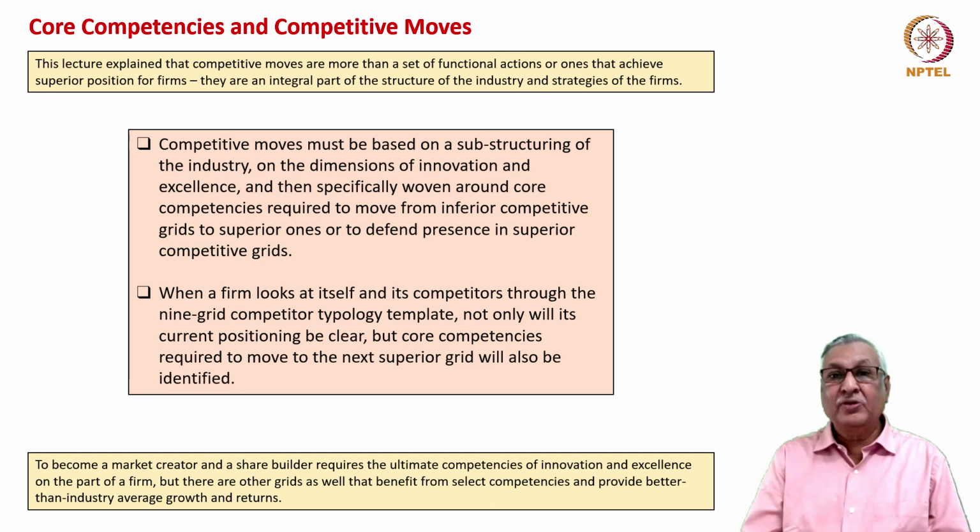The current positioning will be very clear, and the likely core competencies to take the company to a new desired position would also be very clear. To become a market creator and a share builder requires the ultimate competencies of a competitor in an industry. Innovation and excellence have to be of the highest order in the firm. But there are also other grids which could provide reasonably good and in fact better than industry average returns through select competencies. And those also can be pursued. It is not required for every company to be in the highest superiority grid. So that's how we can look at competitive moves.